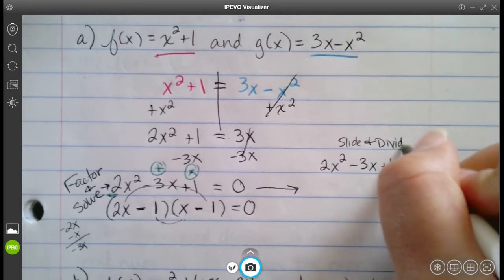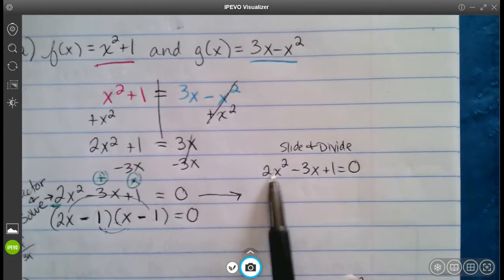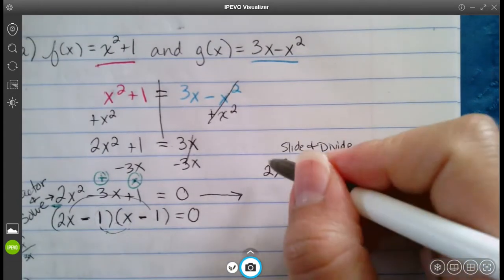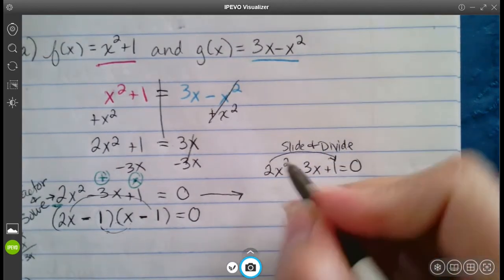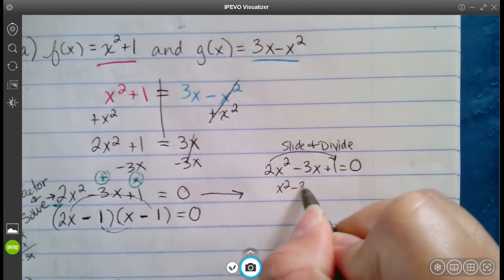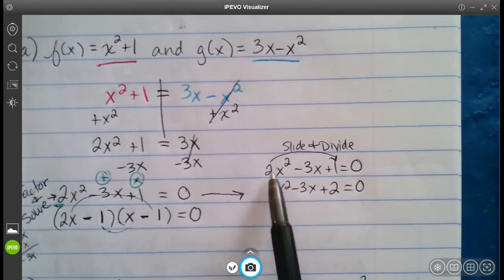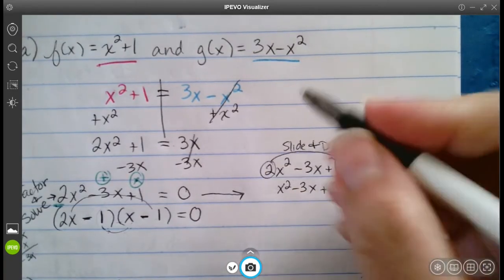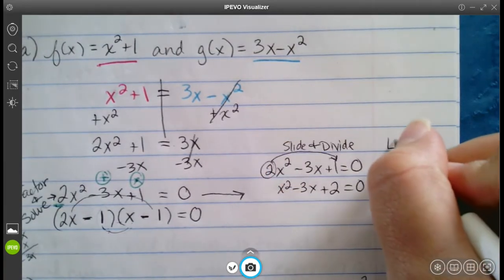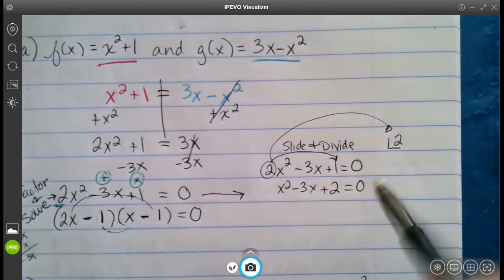And I think this is what I showed my students last year. Slide and divide, when you have a quadratic like this, what you're going to do is slide this number over here and multiply. So you get x squared minus 3x plus 2, because 2 times 1 is 2, okay? But this 2, we're not just going to get rid of it, we're going to hold on to it up here somewhere. So we have our 2 up here. You have to kind of keep it safe, okay?